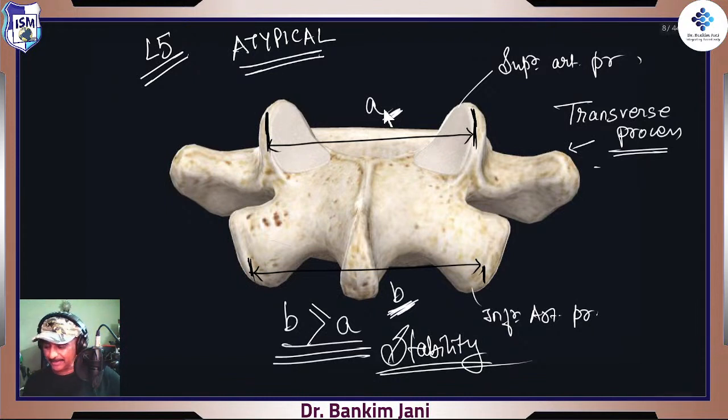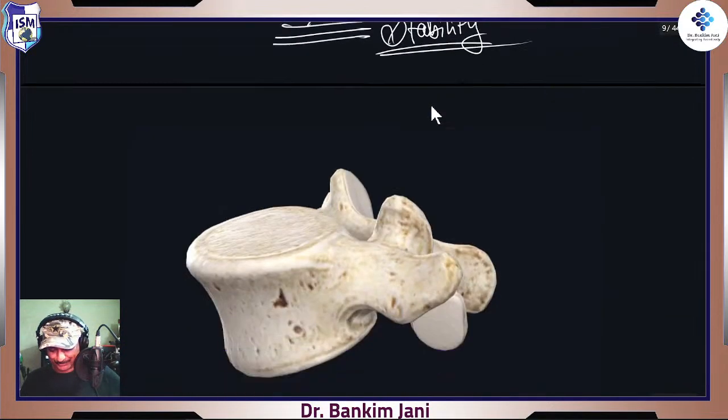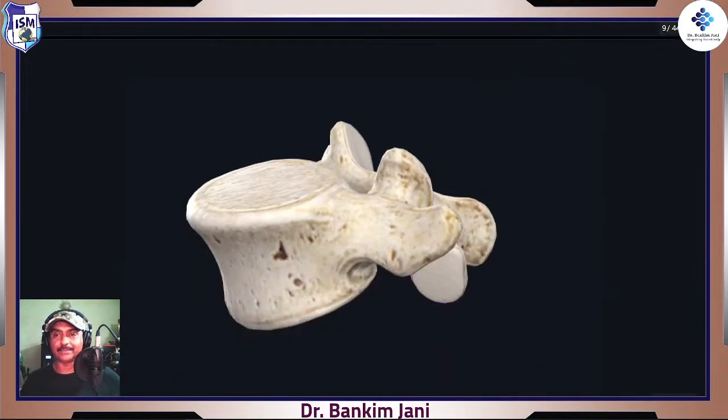So this is thick, short, and pyramidal. Very stout. Because now it is not looking like a baby rib. It is looking like a Dadagiri wala rib. Anyway, moving on, again this is an atypical vertebra.